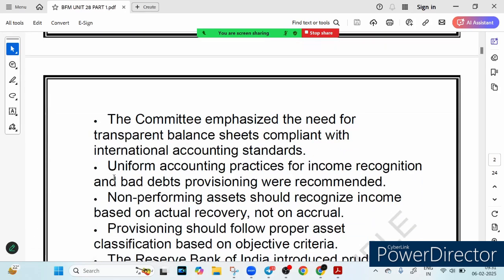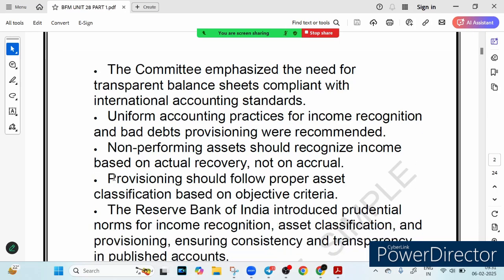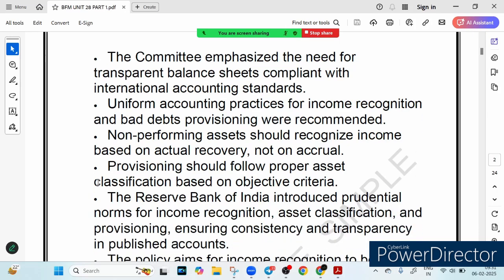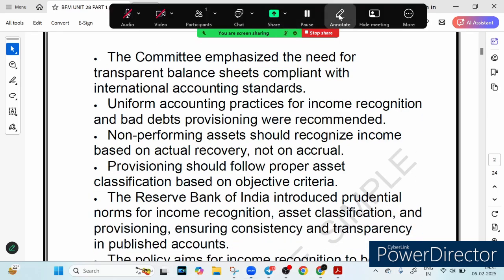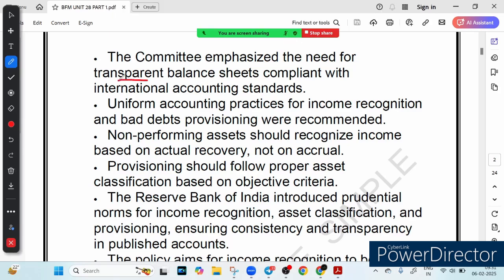What was the goal? The committee wanted banks to have a clear and transparent balance sheet that follows international accounting standards. This means no more showing fake profit by recording interest that might never be received, a uniform system to classify bad loans, and proper rules on how much money banks should keep aside, that is, provision for potential loss.